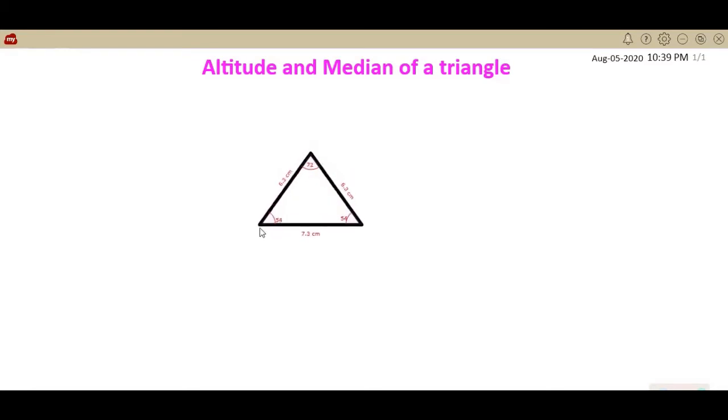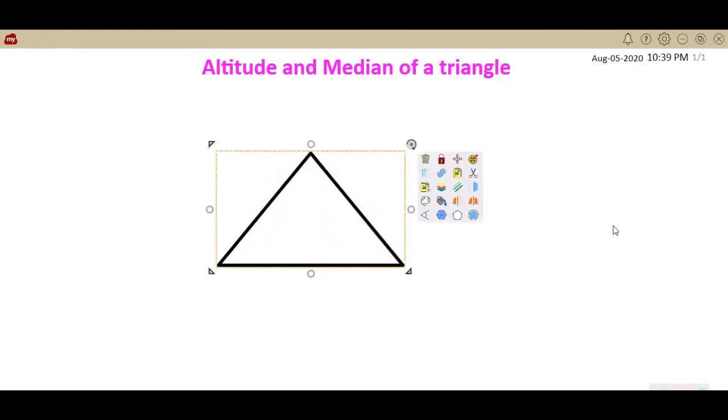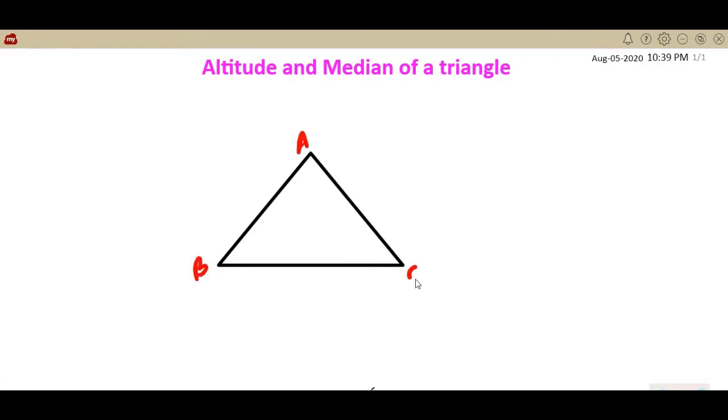Dear students, we are going to have some construction, especially of altitude and median of a triangle. That is the topic. Altitude indicates a perpendicular line drawn from one side of the triangle to the opposite vertex. Let me name the triangle as ABC.